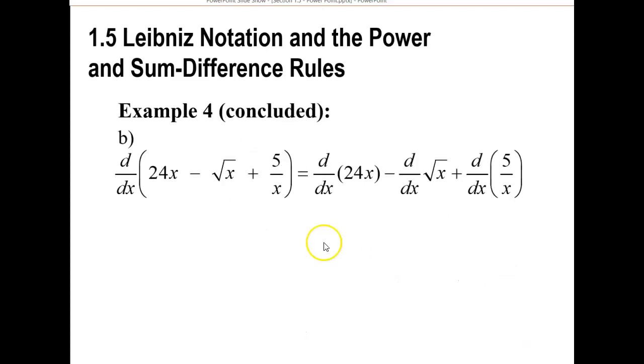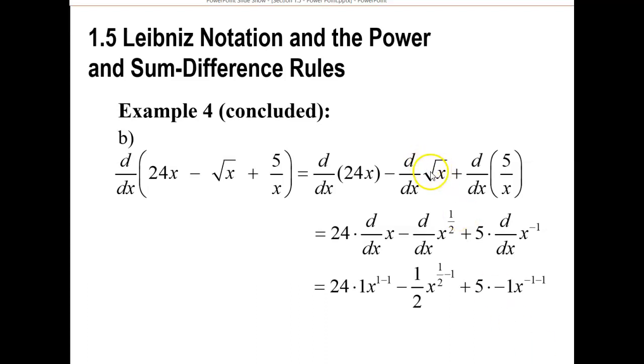All right, part B, we've got 24x minus the derivative of the square root of x plus the derivative of the 5 over x. We're going to go term by term. All right, so this first one, 24 times the derivative of x. We'll change this to x to the 1/2. Here we'll pull out the 5 and then differentiate the x, and they brought this x up to the top as a -1.